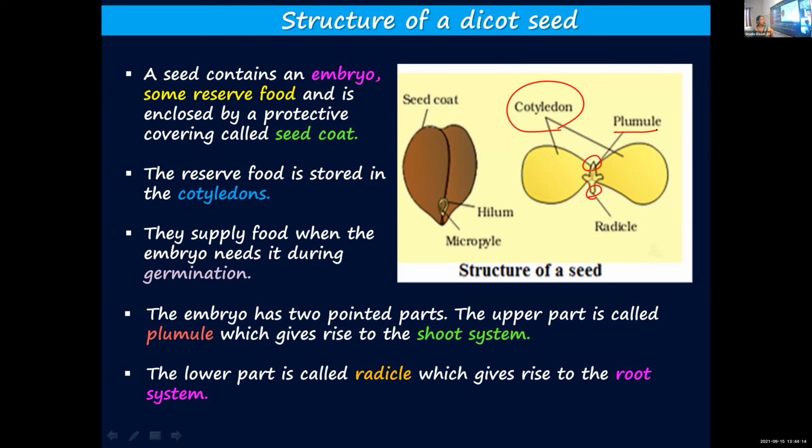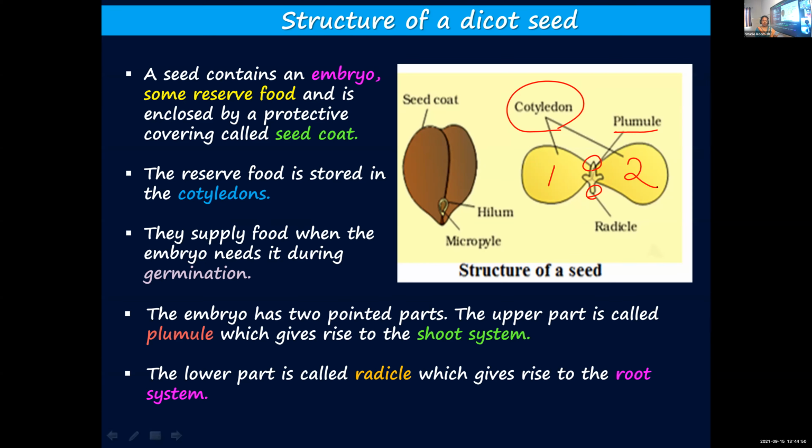Seed coat is meant for providing protection. Then the stored food is present in the cotyledons. The number of cotyledons, here you can see 2 cotyledons. Gram seeds and all have 2 cotyledons, whereas rice, wheat, they have only 1 cotyledon. So you call them monocotyledons. In 9th standard, you had learned when 2 cotyledons are there, you call it dicotyledons. So here what you are seeing is the structure of a dicotyledonous seed or a dicot seed.